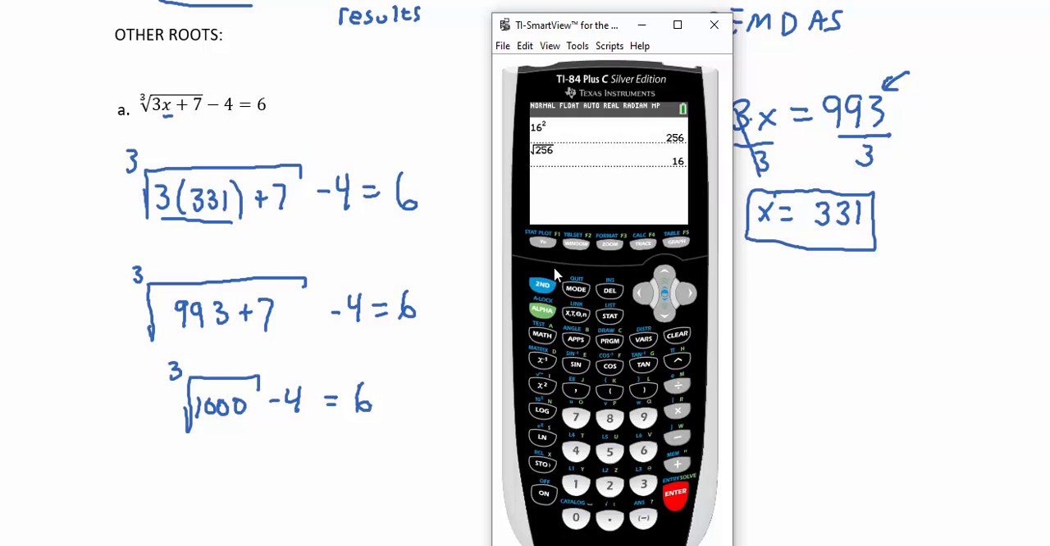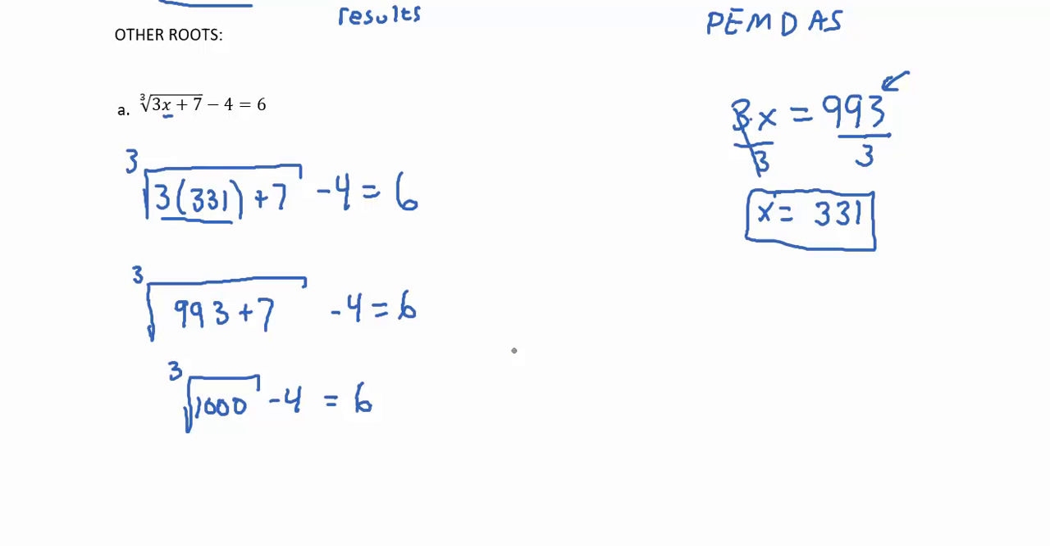If you want me to verify that on a calculator, I can press Math, go down to the cube root option, and ask the calculator what number has the property that if I multiply by itself 3 times, I get 1,000, and it tells me the number 10 would be such a number.